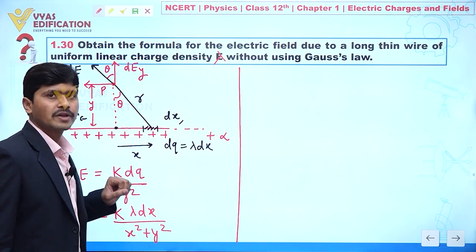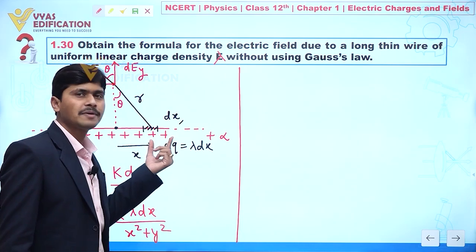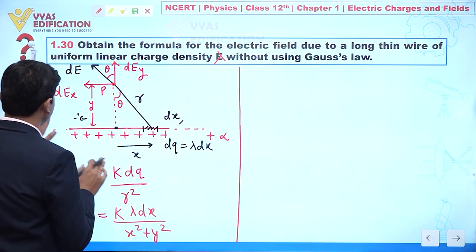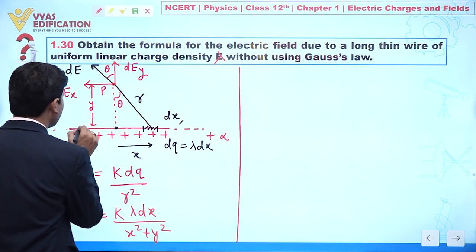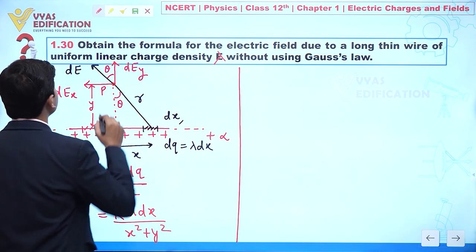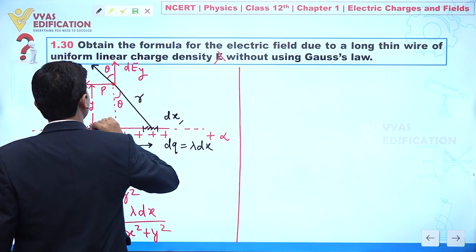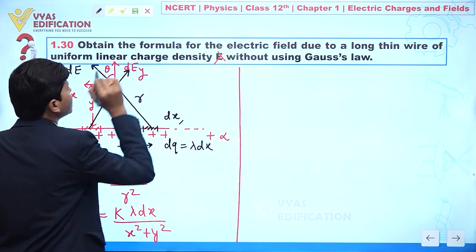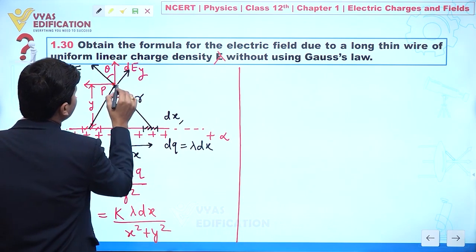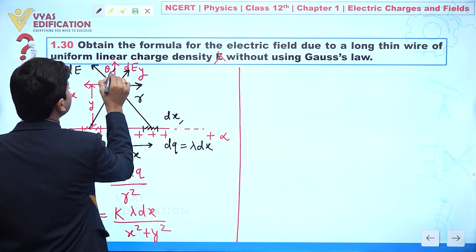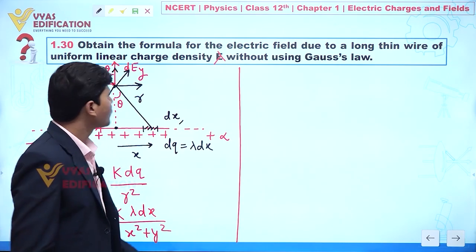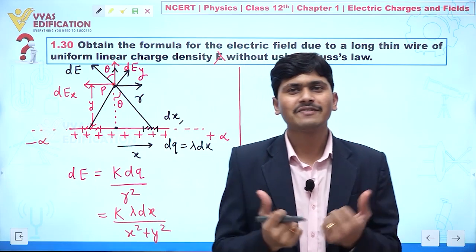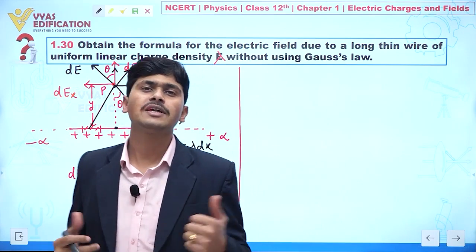Now we can see, actually we have taken a small element on the right side. So if we take the same element on this left side, and if we join this element from here to here like this, then if you see the net electric field, it will be in this direction. Again we will take two components, one in the horizontal direction, another one in the vertical direction. So in the horizontal direction we can say the net electric field will be cancelled out.